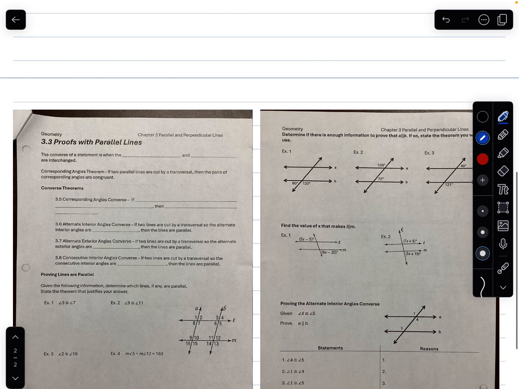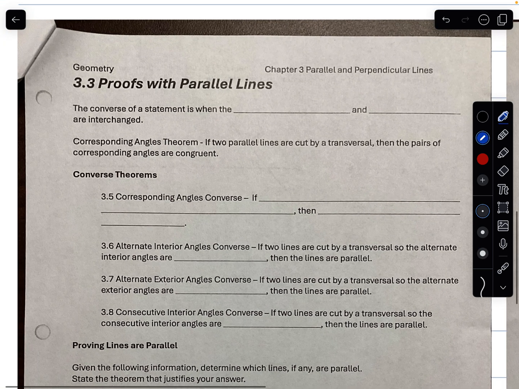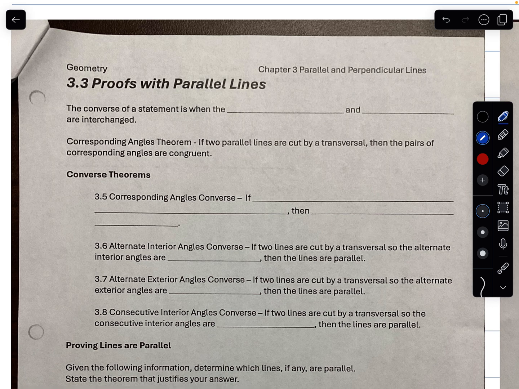All right, so first thing we're going to look at on the first page. The converse of a statement is when the hypothesis and conclusion are interchanged, which we've talked about before. Remember we went through a whole section where we talked about converse, inverse, contrapositive. Okay. So converse is just when you switch your hypothesis and your conclusion.